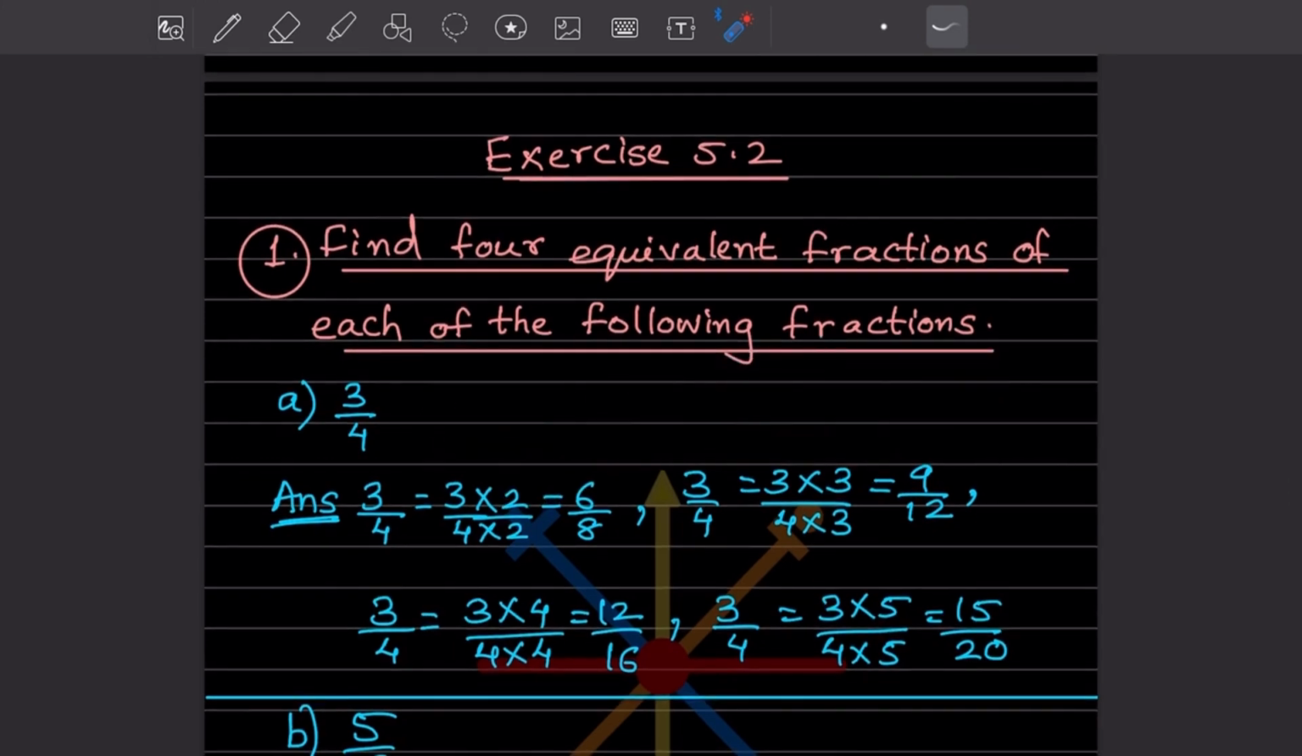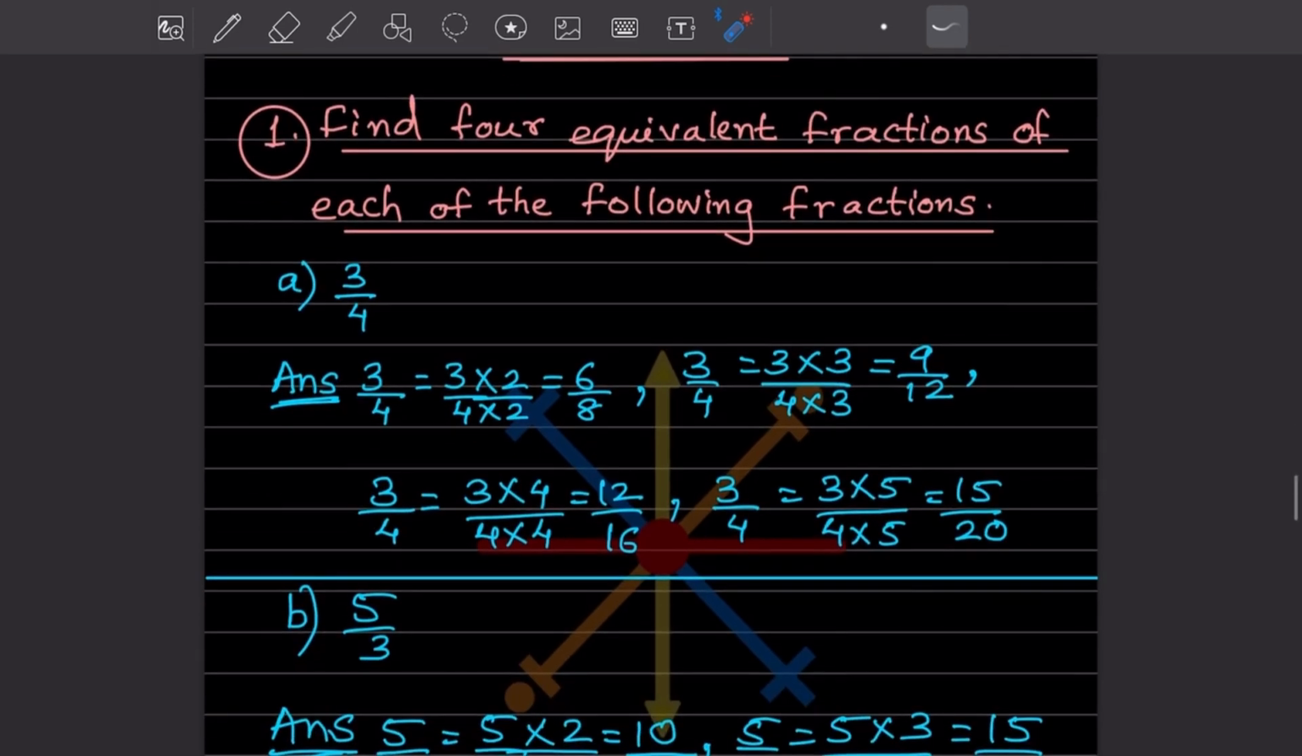So here what does it say? Find 4 equivalent fractions of each of the following fractions. This we have done in one of the videos, how to find out the equivalent fractions. So now this is very easy. This is the question here, 3 by 4. You can multiply this 3 by 4 by any number. It can be 2, 3, 4 and so on. But here they have asked for the 4 equivalent fractions.